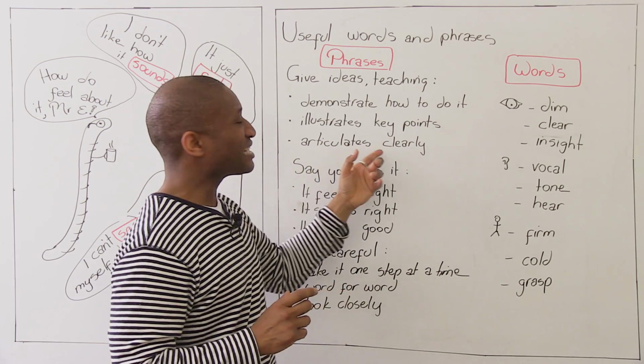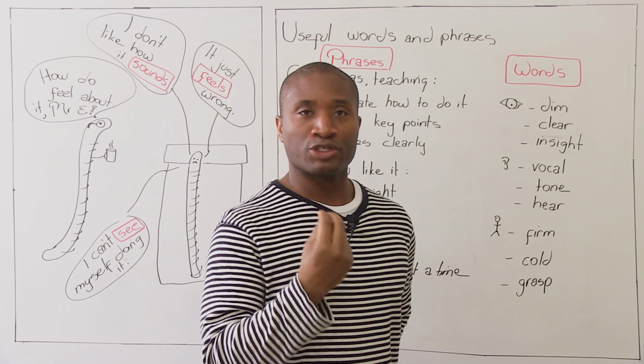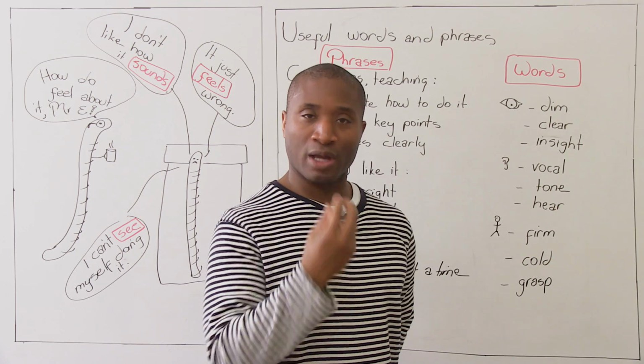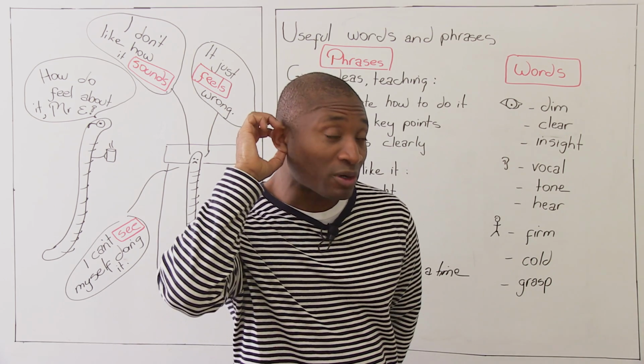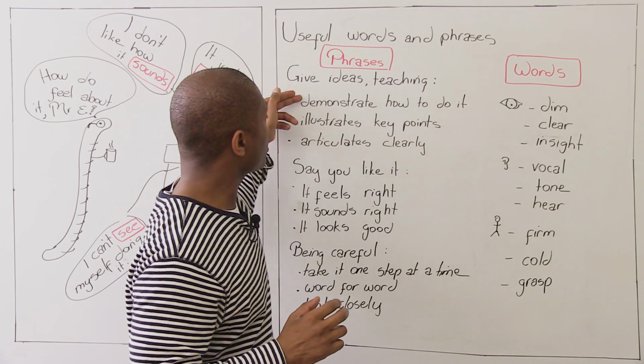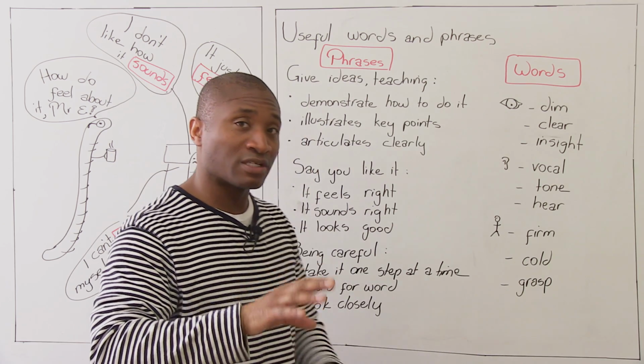And what about articulate clearly? Articulate in English means to speak. Articulate is to show through speech. So I want to articulate these points to you. I'm going to tell you. Speech. That's part of the listening set, okay? So when we're talking about giving ideas or teaching, here's some handy phrases to use. So you can use all of them, but at different points.